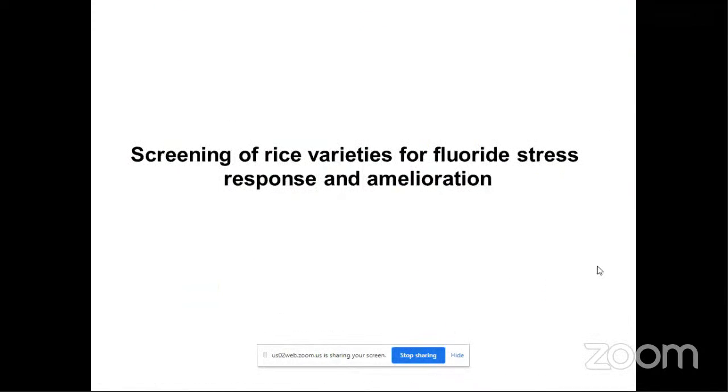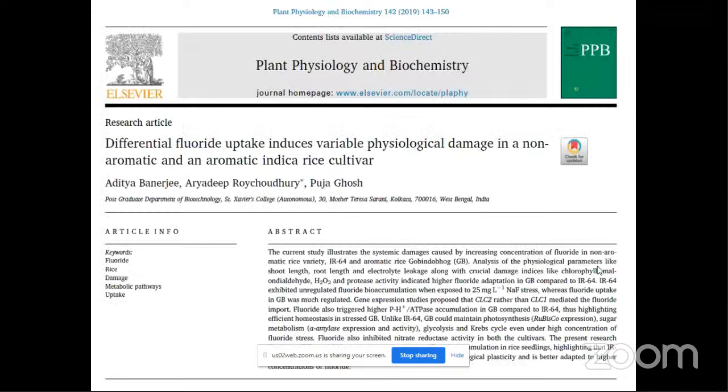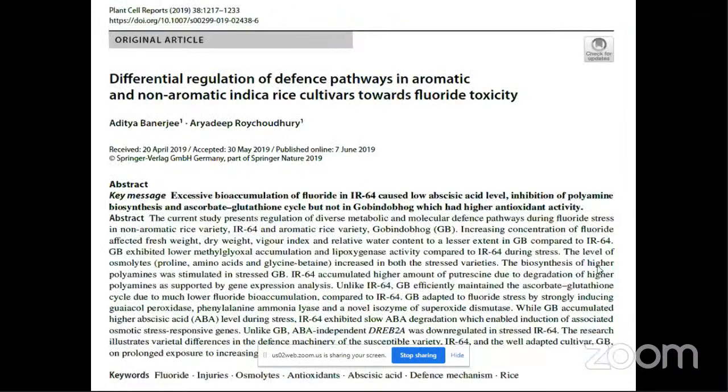This work was started only in 2018, because prior to that I was mostly focusing on the salinity and drought stress response. Here I will just summarize the overall work without going into too much detail, and talk about the overall conclusions. We chose one variety, IR64, and another aromatic rice, Govindabhog. Initially we showed the level of fluoride toxicity and the different defense mechanisms in response to fluoride toxicity, because nothing is actually known about these mechanisms.